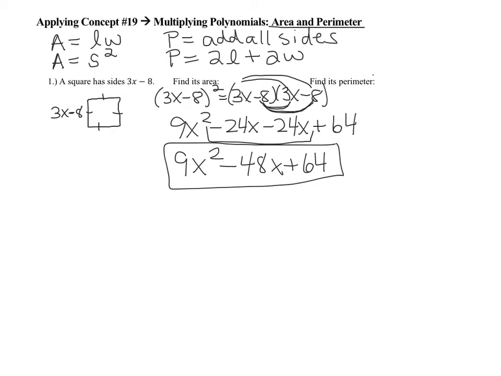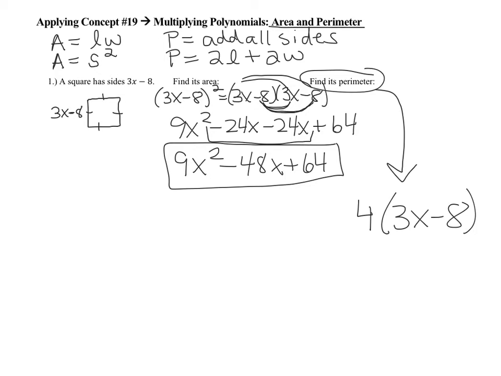Okay? Now the next question is find its perimeter. Well, let's think. The perimeter is the distance all the way around. So I could say 3x minus 8 plus 3x minus 8 plus 3x minus 8 plus 3x minus 8. Or if you think about this, when you're adding up all the sides, since they're the same, can't you just do 4 times 3x minus 8, right? And then here we could just distribute the 4, and we'll get 12x minus 32.